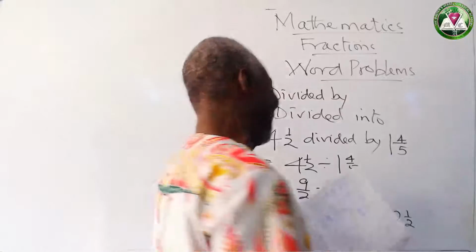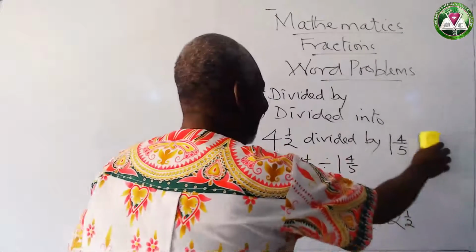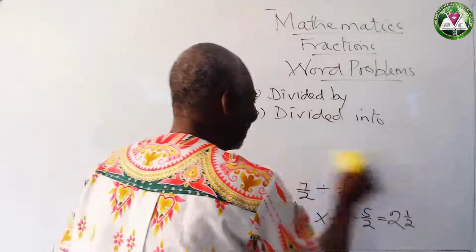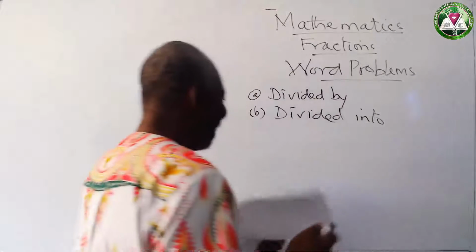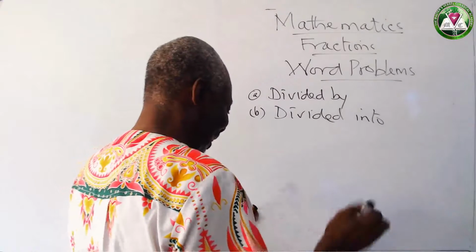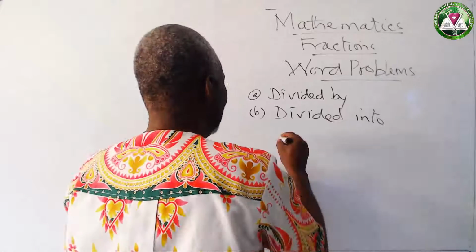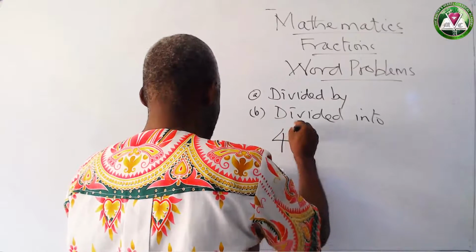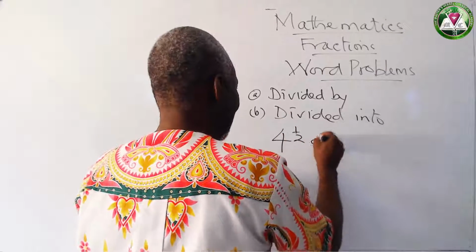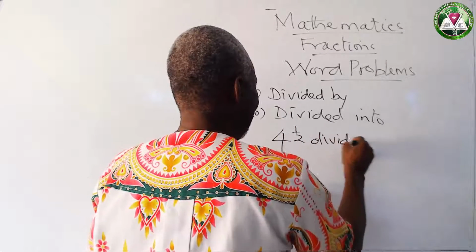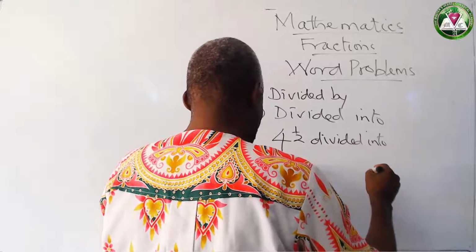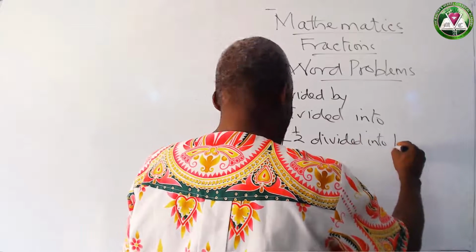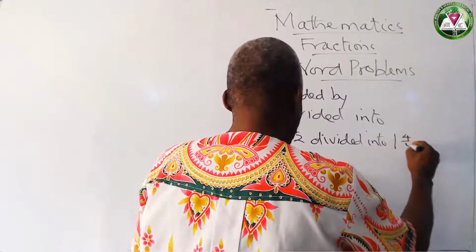Let's go to divided into. We are going to use the same numbers to see whether we will have the same answer. Let's see whether we have the same answer. You have for B, 4.5 divided into 1/4.